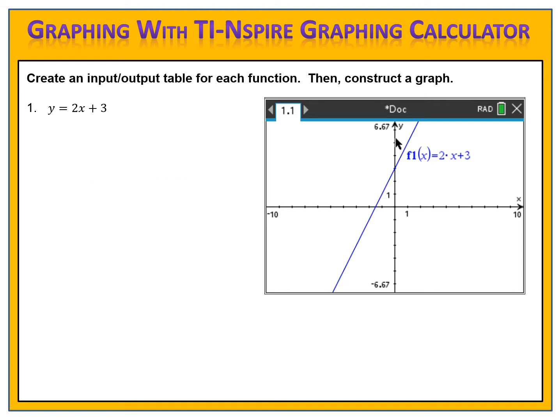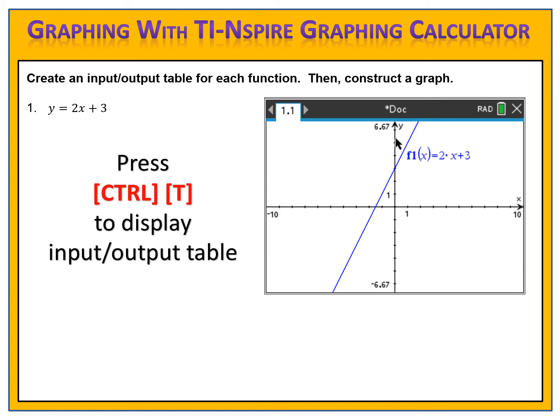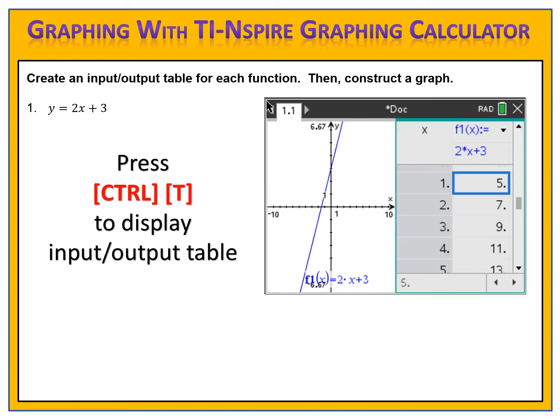Now, we press Ctrl T to display the input and output table. Why Ctrl T? Well, table starts with the letter T. So Ctrl T will split the screen in half, showing me the graph on the left and an input and output table on the right. And that input and output table on the right is what I'll use to create my input and output table on my paper.